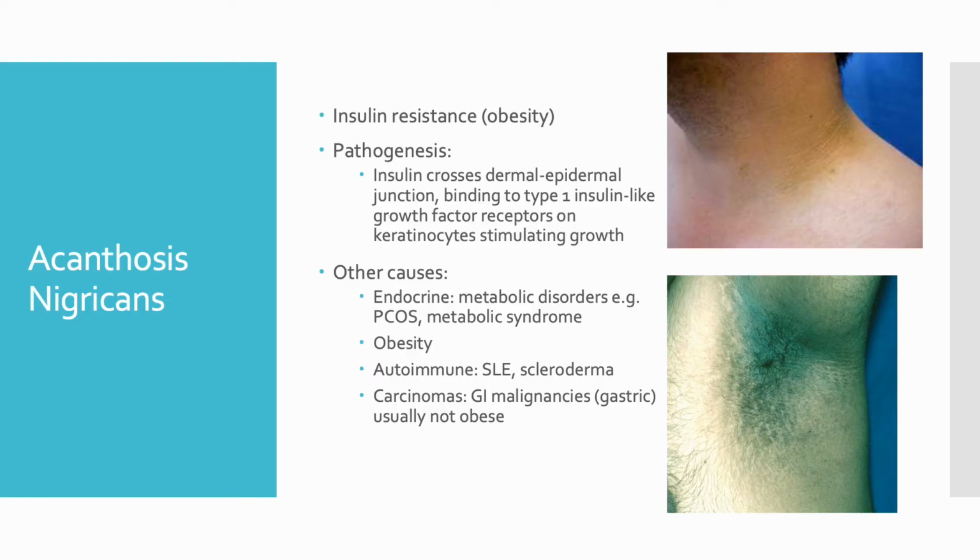There are other causes, so there are metabolic disorders such as polycystic ovary syndrome, the metabolic syndrome. Obviously, obesity is the most common cause, and we do see it occasionally in autoimmune diseases such as systemic lupus and scleroderma. Rarely it can be associated with underlying malignancies, and these tend to be malignancies which produce epidermal growth factors, which also will stimulate keratinocytes. But usually people who have malignancy-associated acanthosis are thin rather than being overweight.